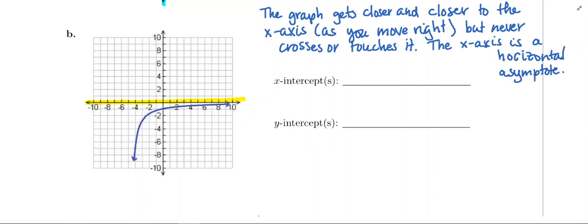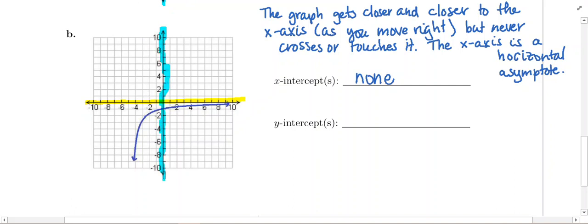So since the blue graph never crosses or touches the x-axis, there are no x-intercepts here. We're just going to write down none. All right, so y-intercept. Now we're going to look at the y-axis, which is our vertical axis. Does our graph cross or touch this vertical axis? The answer is yes, right here. So you have one y-intercept.